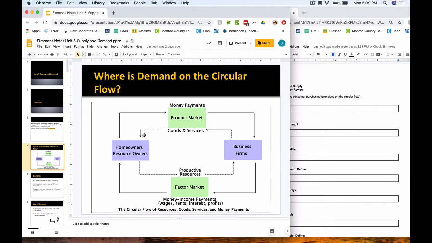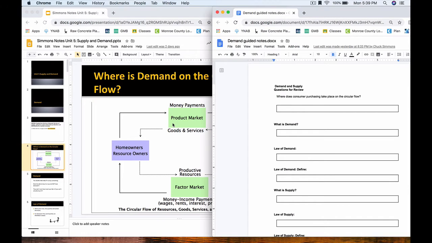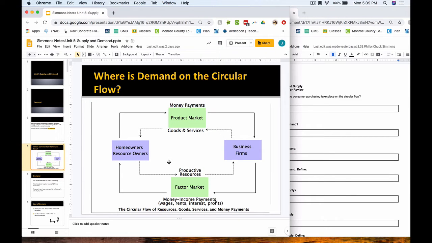So, for starters, we've got our first question: where does consumer purchasing take place on the circular flow? If you take a look here, you can see that consumer purchasing takes place in the product market on the circular flow. That's where money payments go out of households and are exchanged for goods and services.